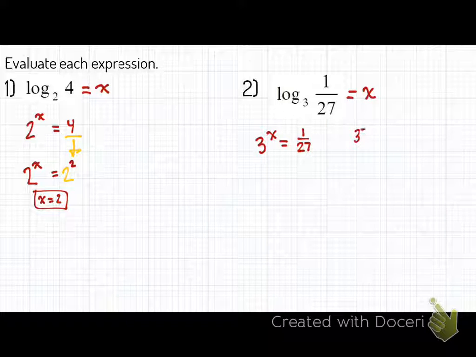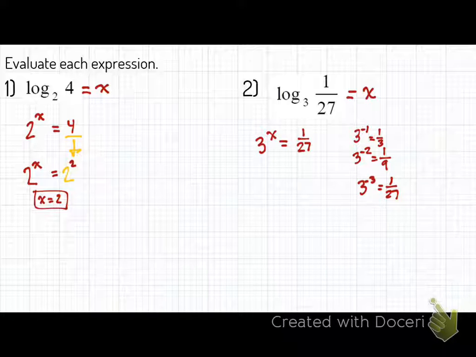Well, what's 3 to the negative first? Isn't this 1/3? Right? 3 to the negative second is equal to... I'm sorry, 3 to the negative second is equal to 1/9. 3 to the negative third is equal to 1/27th.